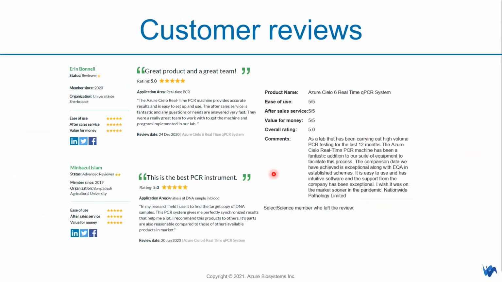Here are some customer reviews on SelectScience, where they review how this machine helped them solve difficult situations. For example, from University of Sherbrooke, this researcher group was having difficulties amplifying a difficult target at a consistently low DNA input amount, which they could not max out anymore. So their Cielo is able to consistently amplify their difficult targets at a low input DNA amount as well, with an earlier Cq value.